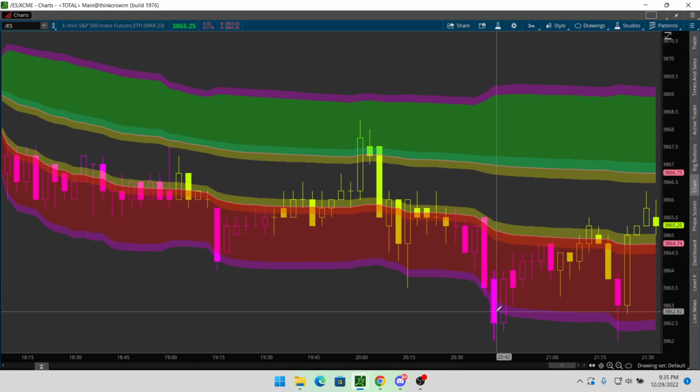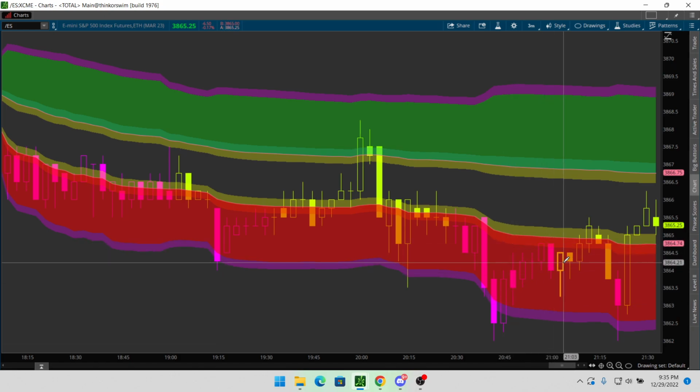Now, once we get down below with our channels, I like to consider exiting as we come back up. So if we got down this low and came back into the purple and above it, I would have considered exiting that position, waiting to come up and touch and start to come down again.